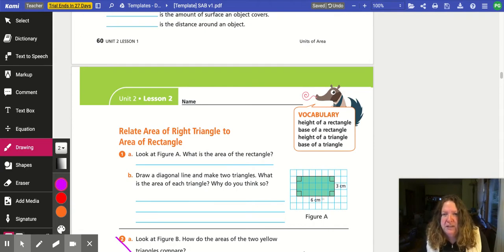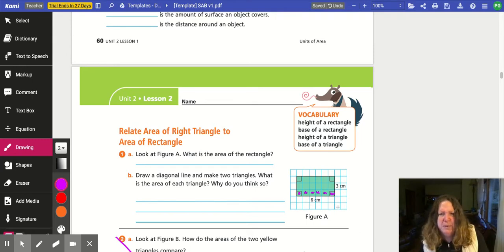So we know how to find the area of a rectangle. It goes 1, 2, 3, 4, 5, 6 centimeters across, and 1, 2, 3 centimeters up and down. We could count the squares, 1, 2, 3, 4, 5, 6, and we could keep counting all those squares to figure out what the area of that green rectangle is.